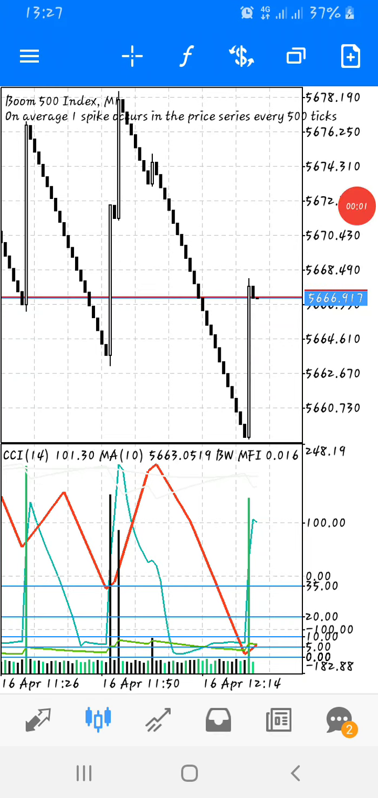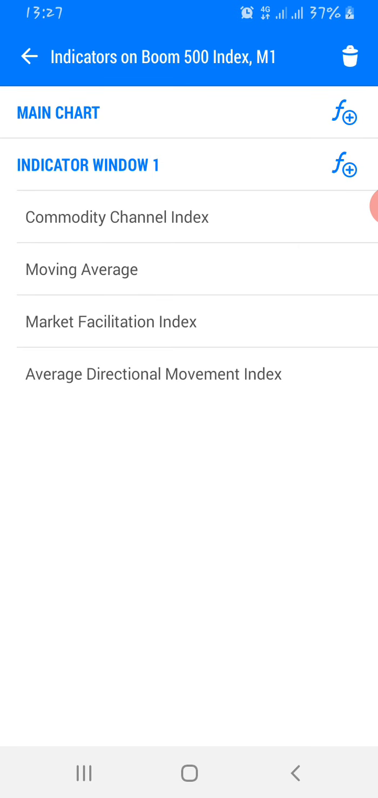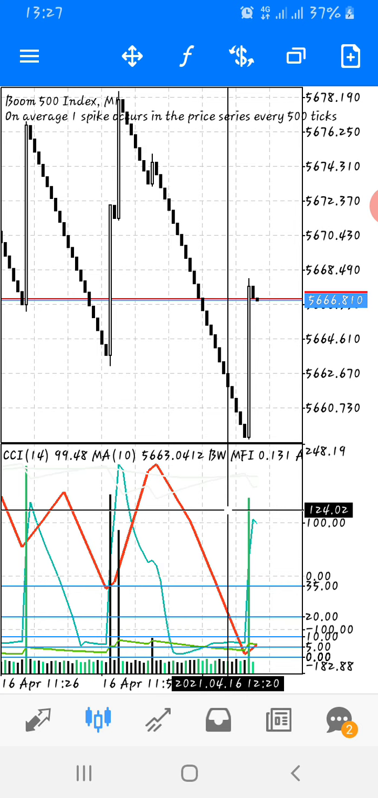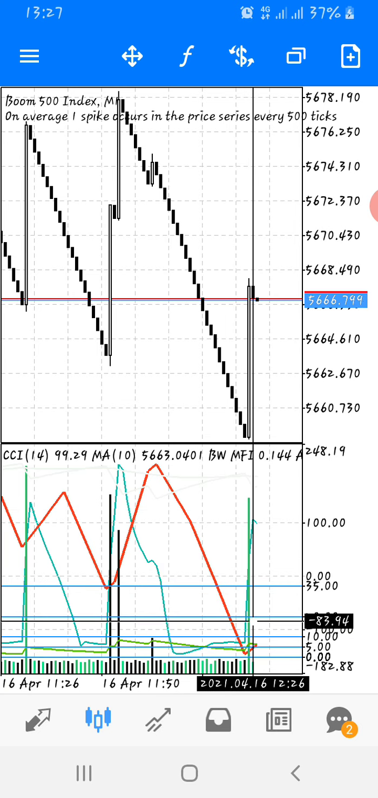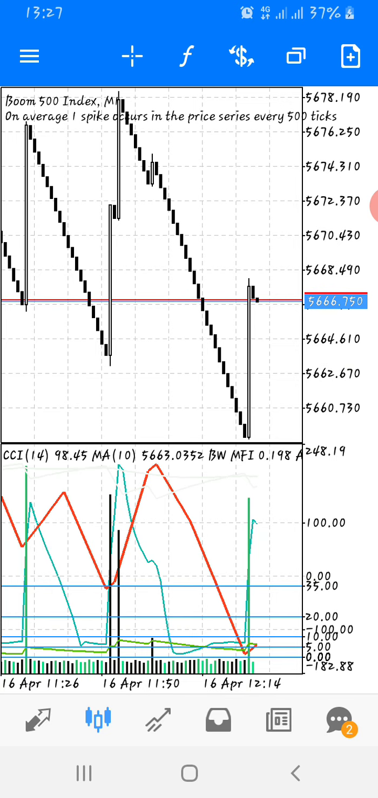What's up, guys? Look, Boom 500. It crossed below. Yeah, this Boom 500, guys. The red moving average crossed below. Look, a spike. It just happened right now.